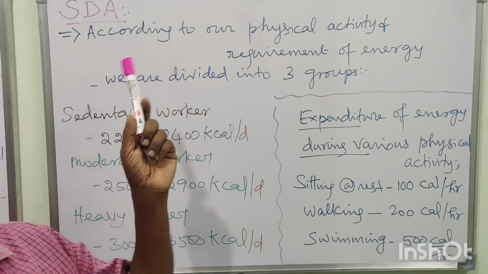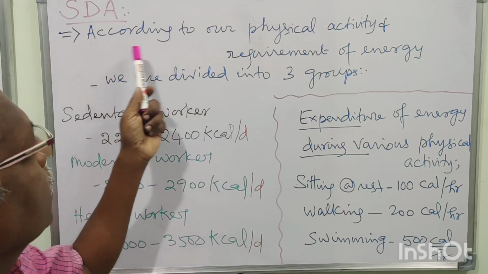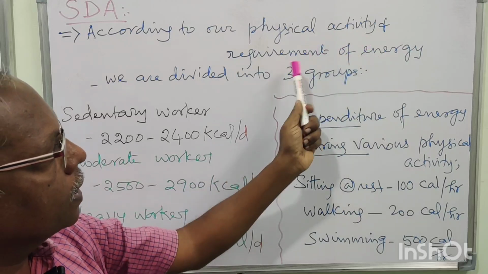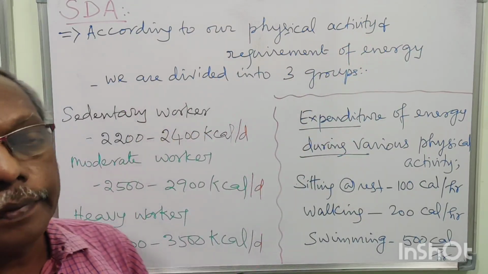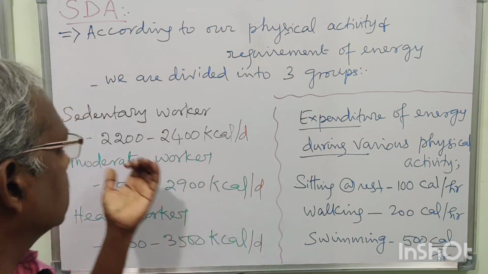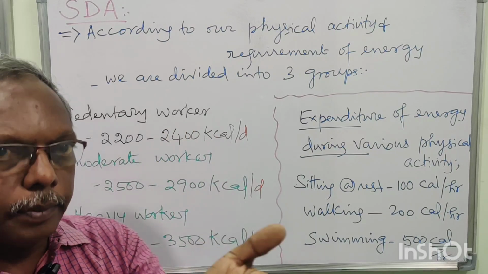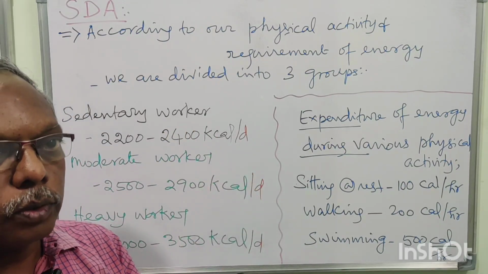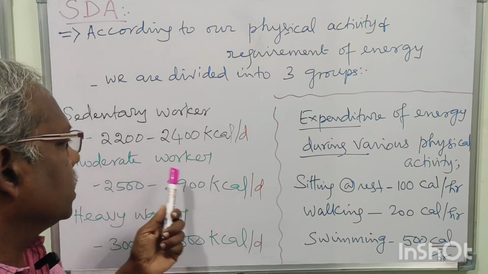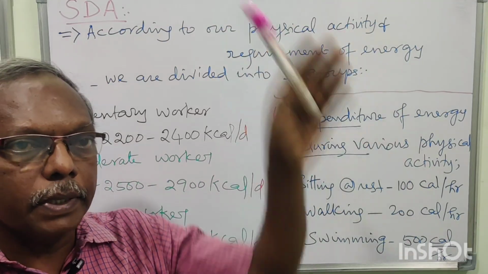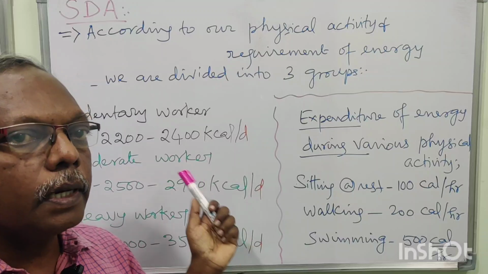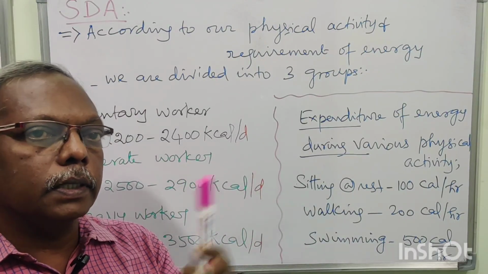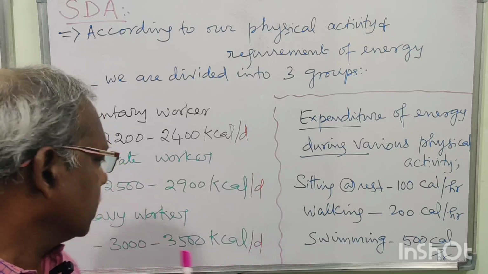In this, we have 2 important points. One is, according to our physical activity and energy requirement, we are divided into 3 groups. One is the sedentary worker, like medical students or doctor professionals, because there is no physical activity. Second is the moderate worker, with activity like climbing stairs. Third is the heavy worker, like loadmen in the quarries.